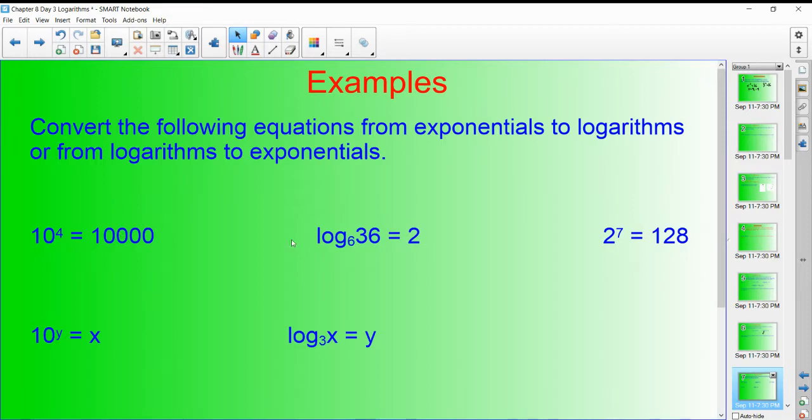So I'm going to do the first two examples with you, and then you're going to pause the video and try the next three. I see the first one's an exponential, so I want to write it as a log problem. My base is 10, and my exponent's going to go on the other side. So I have log base 10 of 10,000 equals 4. That's how that problem would look as a log problem. These two mean the same exact thing.